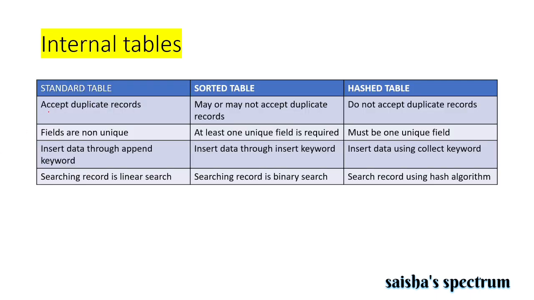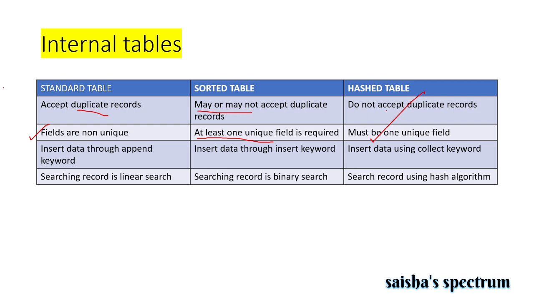So in the standard table, it accepts duplicate records, whereas in the sorted table, it may or may not accept duplicate records. But in the hashed table, it does not accept any duplicate records. Also in the standard table, fields are non-unique, whereas in a sorted table, there should be at least one unique field. And in the hashed table, we must have one unique field compulsorily.